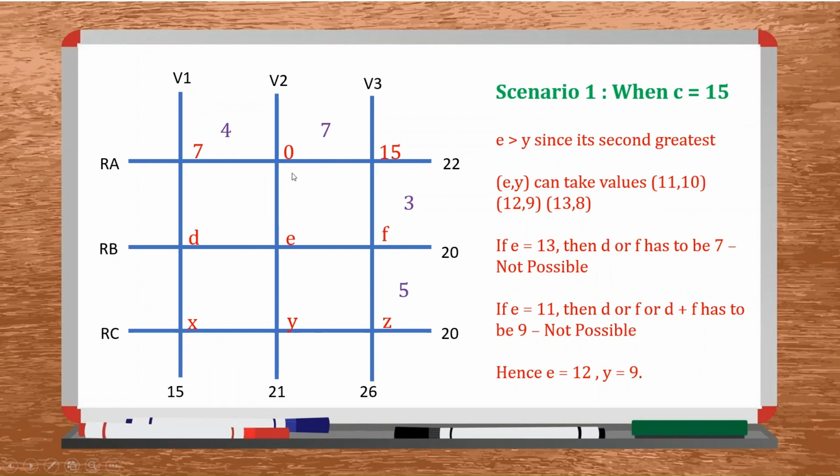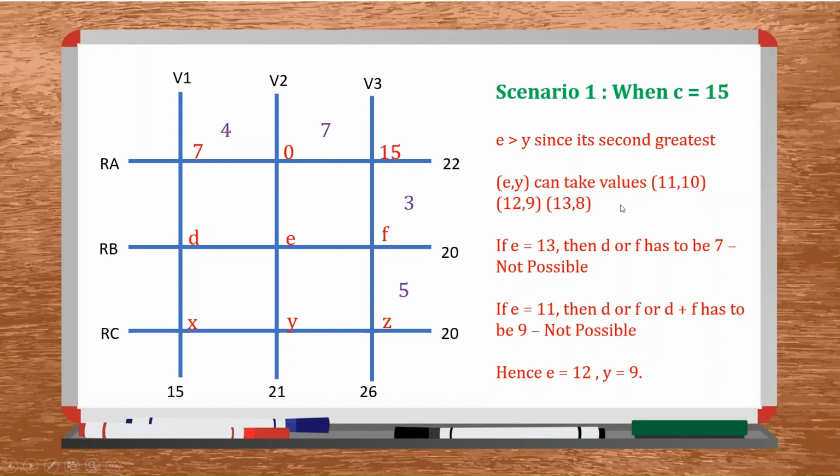On line V2, we have 0 already placed. Now, since E is the second largest variable, both E and Y can take these values only. Also, the minimum has to be more than 7. So E can be 11. In that case, Y would be 10. If E is equal to 12, then Y has to be 9. If E is equal to 13, Y has to be 8. That's the only three possible sets of values, because the sum has to be 21, and E has to be greater than Y, and Y has to be minimum 8. So only these three sets of values are possible.